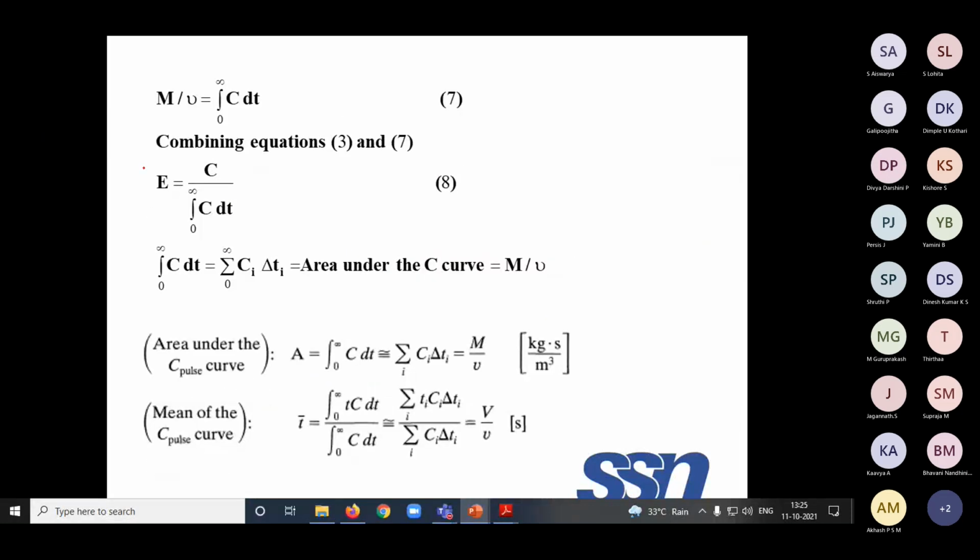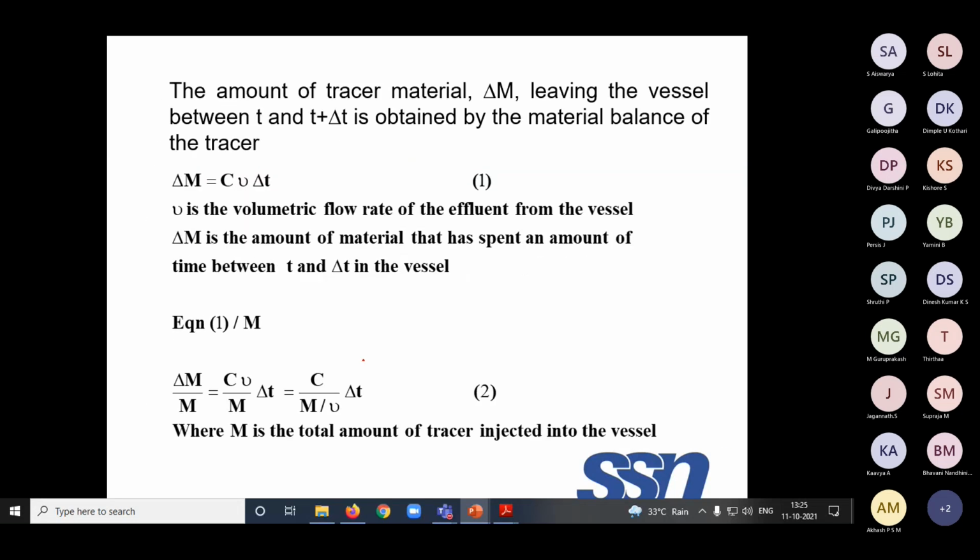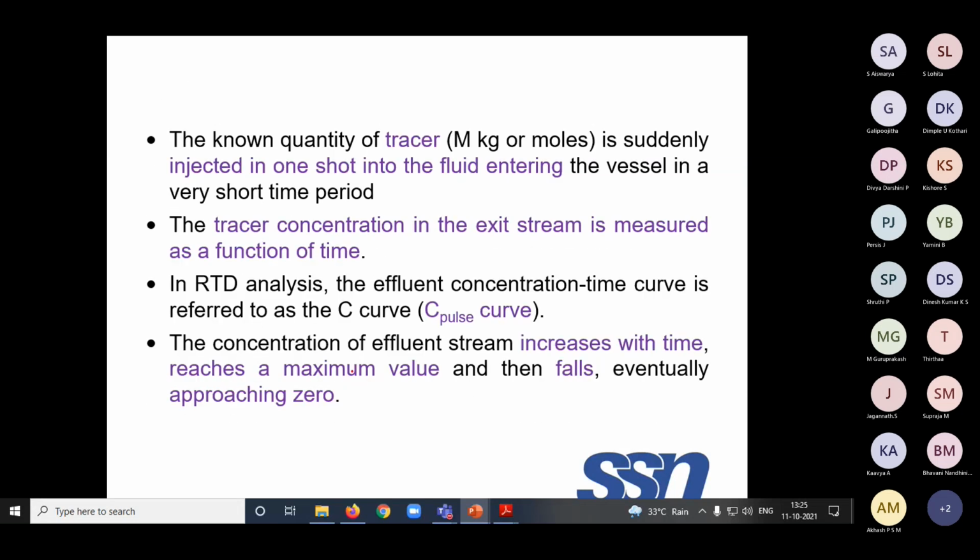Yeah, this is what the E curve is, C divided by C particular thing. How you are getting this, I'll show you now. Now you know how to calculate this E curve, right? Now let us go back to the previous one. How am I getting that? This is the derivation which you need to remember.